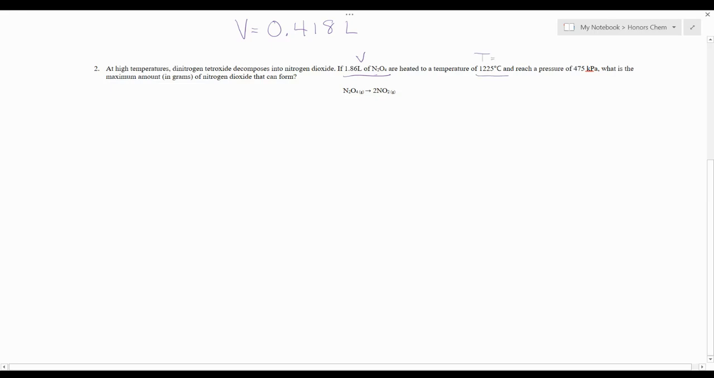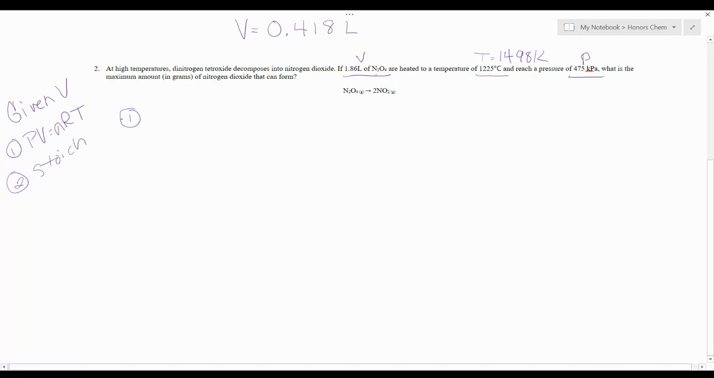temperature. Let's switch that to Kelvin. That's going to be 1498. And then pressure. So in this one, if you're given volume, then we do ideal gas law first. We're going to solve it for moles. And then we do the stoich.